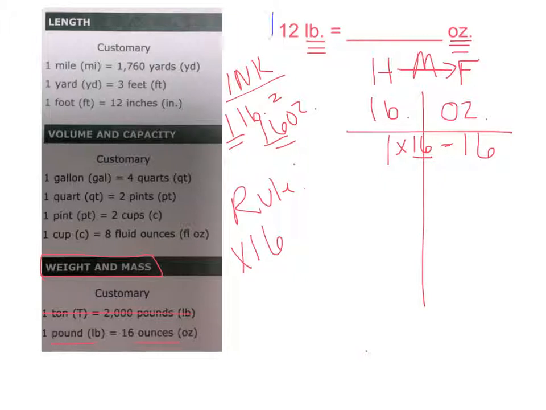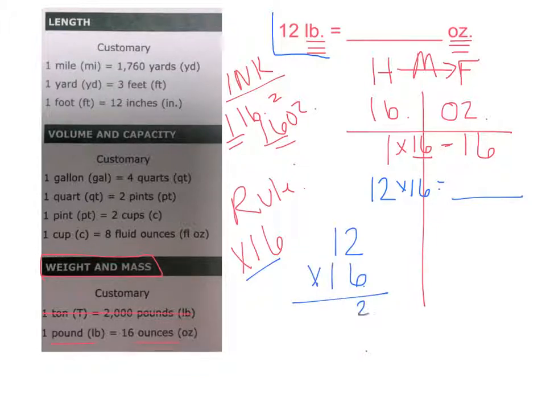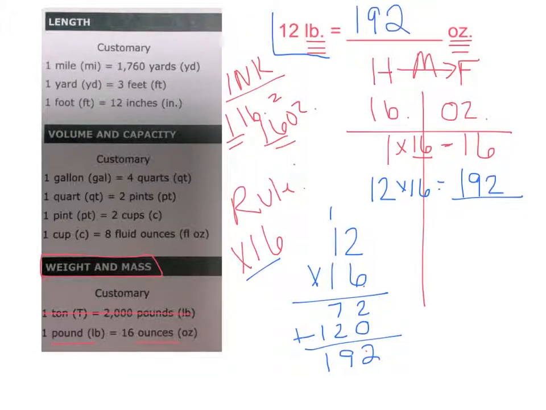So I'm going to go back up here to my problem. I know that I have 12 pounds, so I'm going to put 12 right here. I'm going to use my rule, times 16, is going to equal my answer. So I'm going to come down here. 12 times 16. 6 times 2 is 12, carry the 1. 6 times 1 is 6, plus 1 is 7. Magic 0. 1 times 2 is 2. 1 times 1 is 1. Add those up. 2 plus 0 is 2. 7 plus 2 is 9. 1 plus nothing is 1. So I know that 12 pounds is equal to 192 ounces.